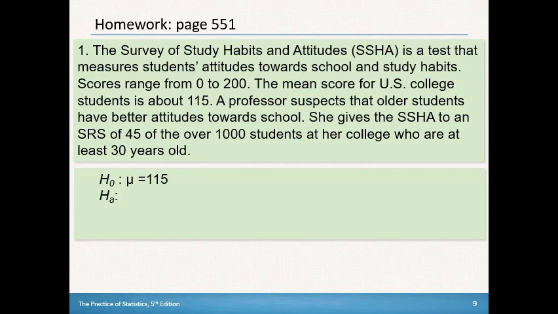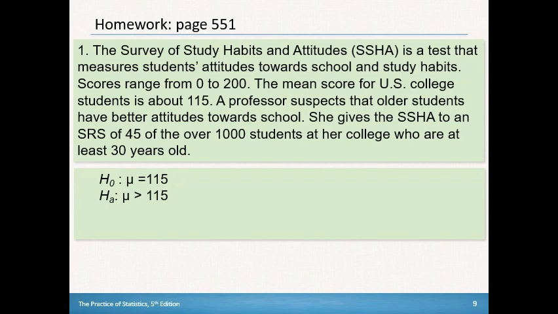The alternative, this is basically what the professor suspects, right? The professor suspects that what? The older students will score better because they're older and wiser and they realize that school is a little bit more important. And so she would say that they would score higher. So that would be a mu is greater than 115.